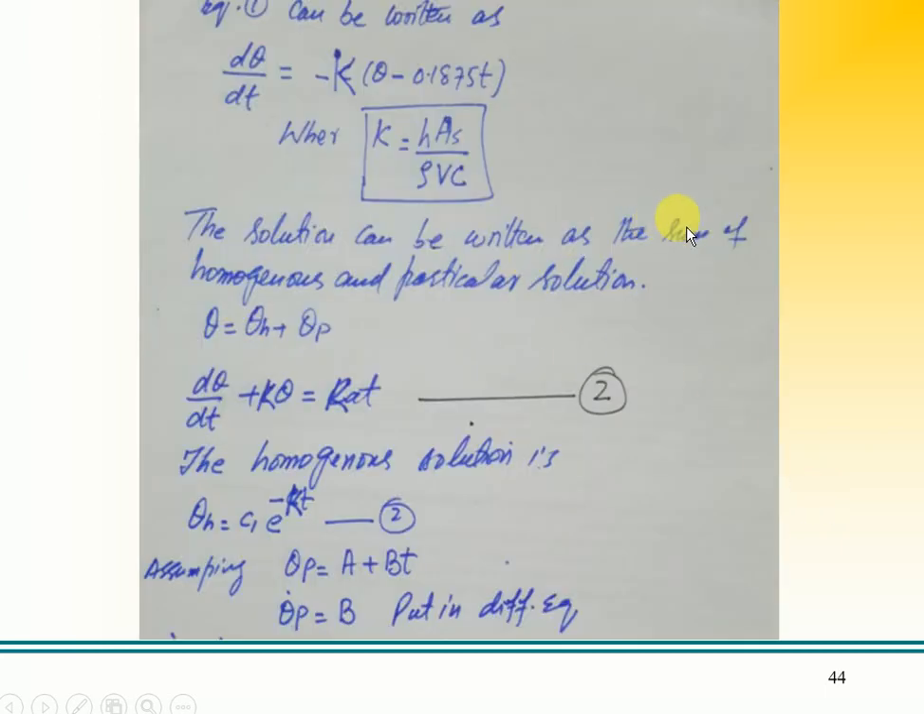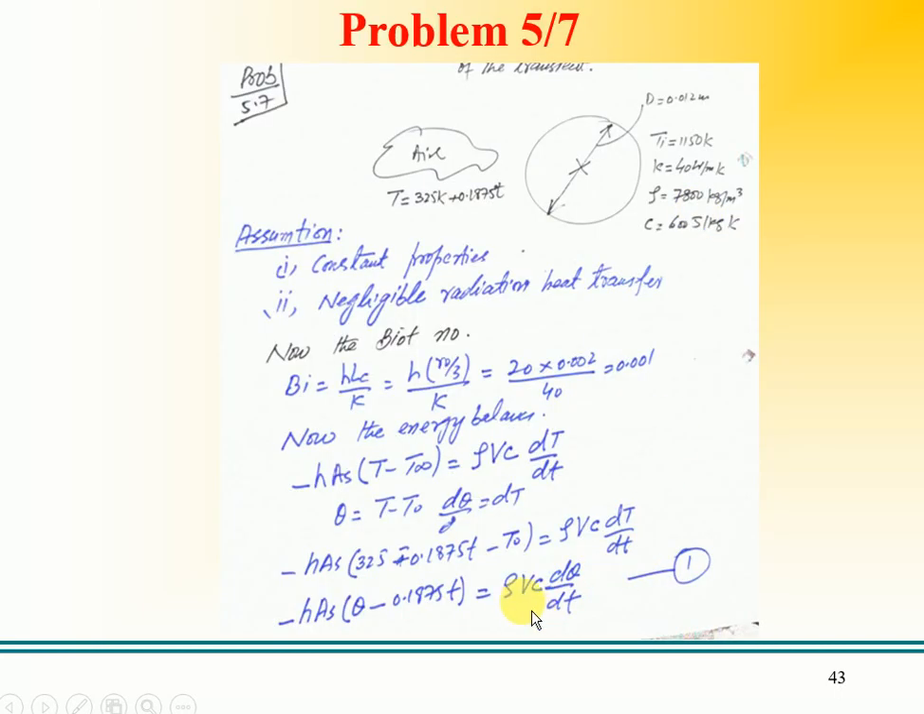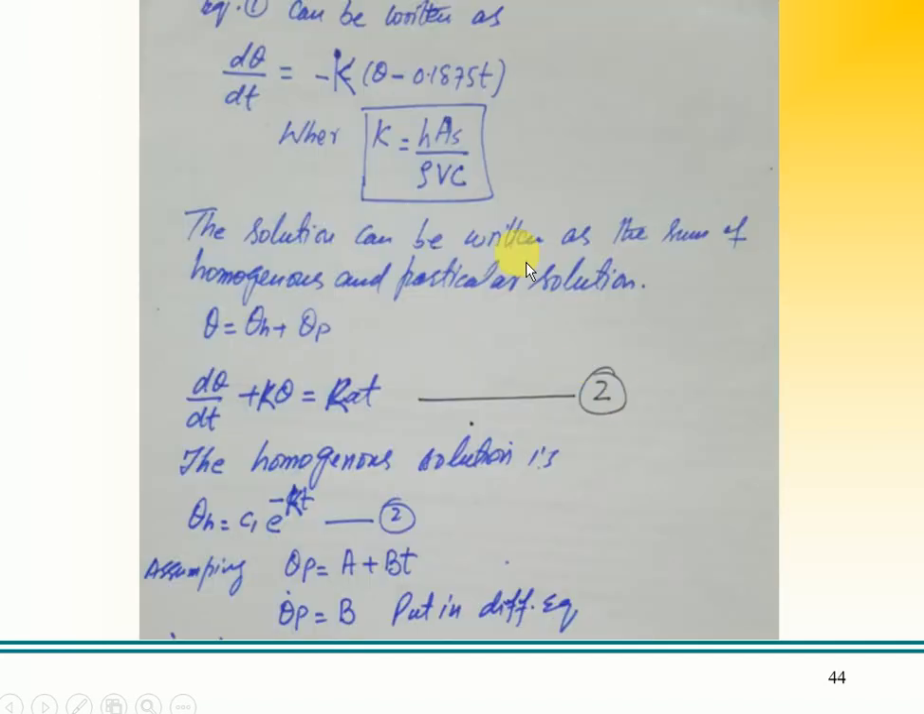Now this equation 1 can also be written like this: d theta by dt is equal to minus k times (theta minus 0.1875 t). I have taken this constant, h As by rho V c, as k. We take it as a constant, because h is the convective heat transfer coefficient, A is the surface area, rho is the density, V is the volume, and c is the specific heat, which are constants.